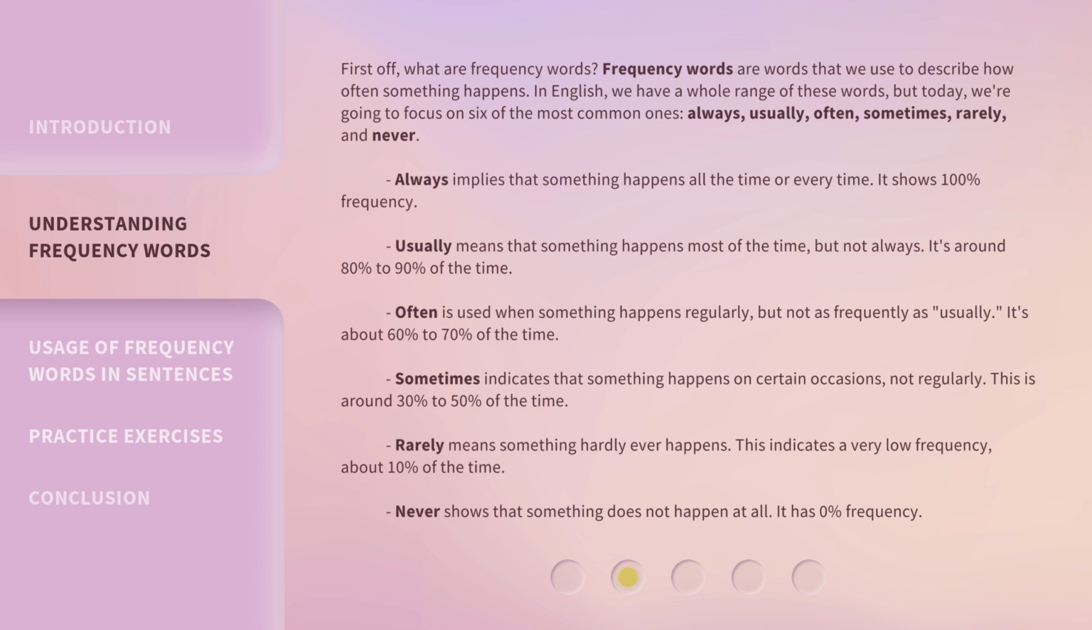Sometimes indicates that something happens on certain occasions, not regularly. This is around 30% to 50% of the time. Rarely means something hardly ever happens. This indicates a very low frequency, about 10% of the time. Never shows that something does not happen at all. It has 0% frequency.